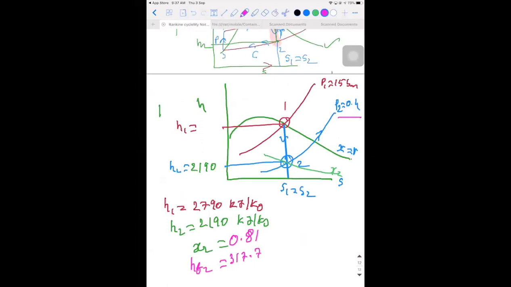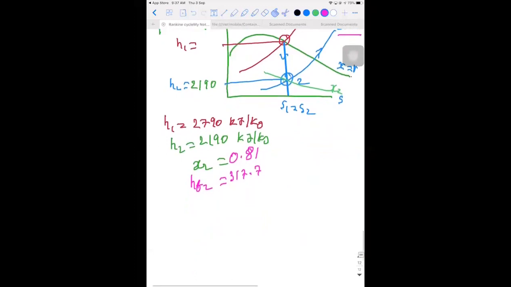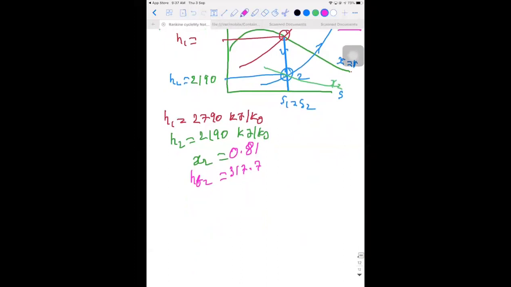317.7. Yes, then you substitute the values here. What is the formula once again? Eta Rankine is equal to H1 minus H2 divided by H1 minus HF2 into 100. And this will be equal to, yes, sir.